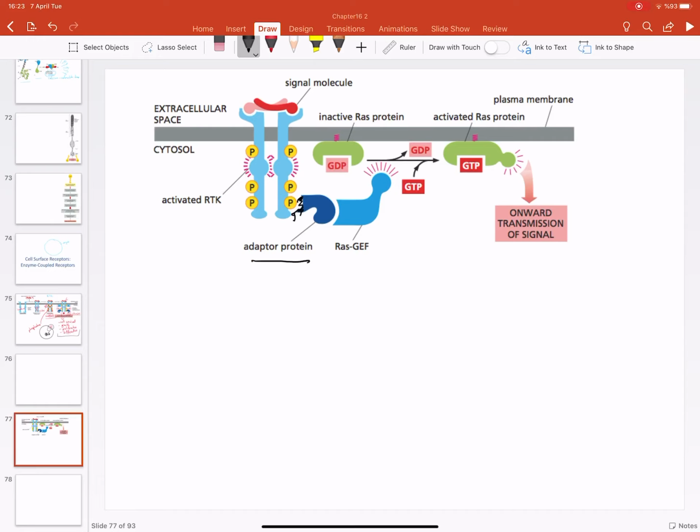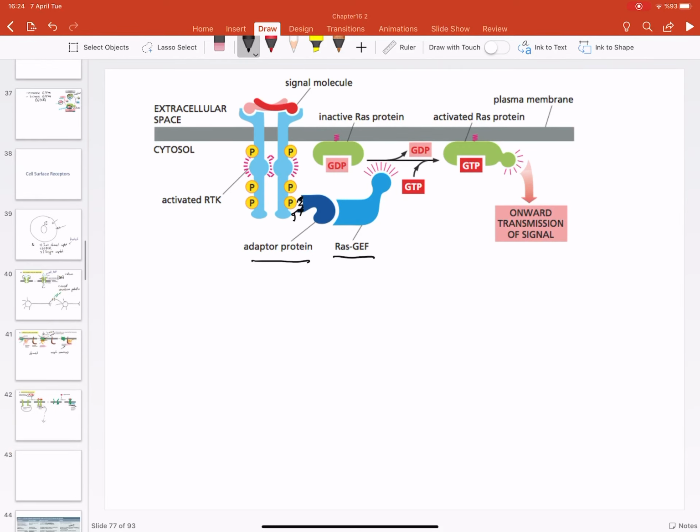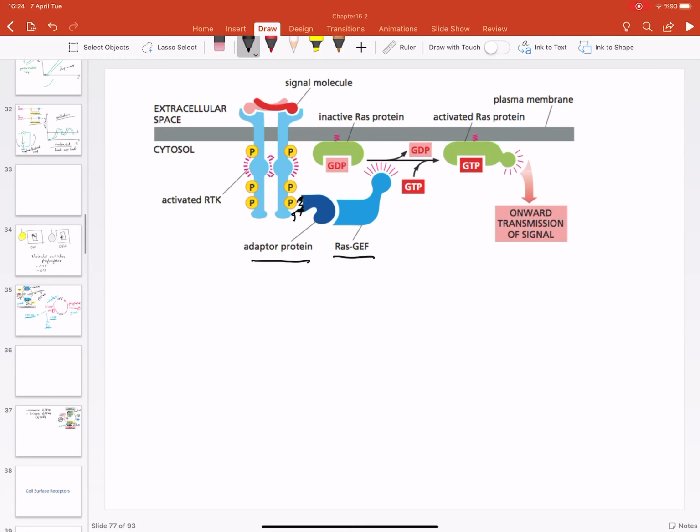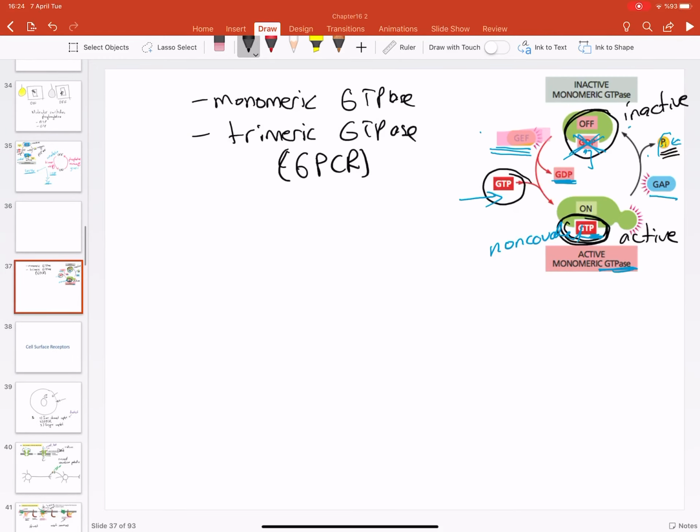This adaptor protein activates the GEF. Now I hope you remember GEFs. They are the monomeric GTPase activating proteins. So they're working with the molecular switches. Here they are: here is a GEF and here is a GAP.